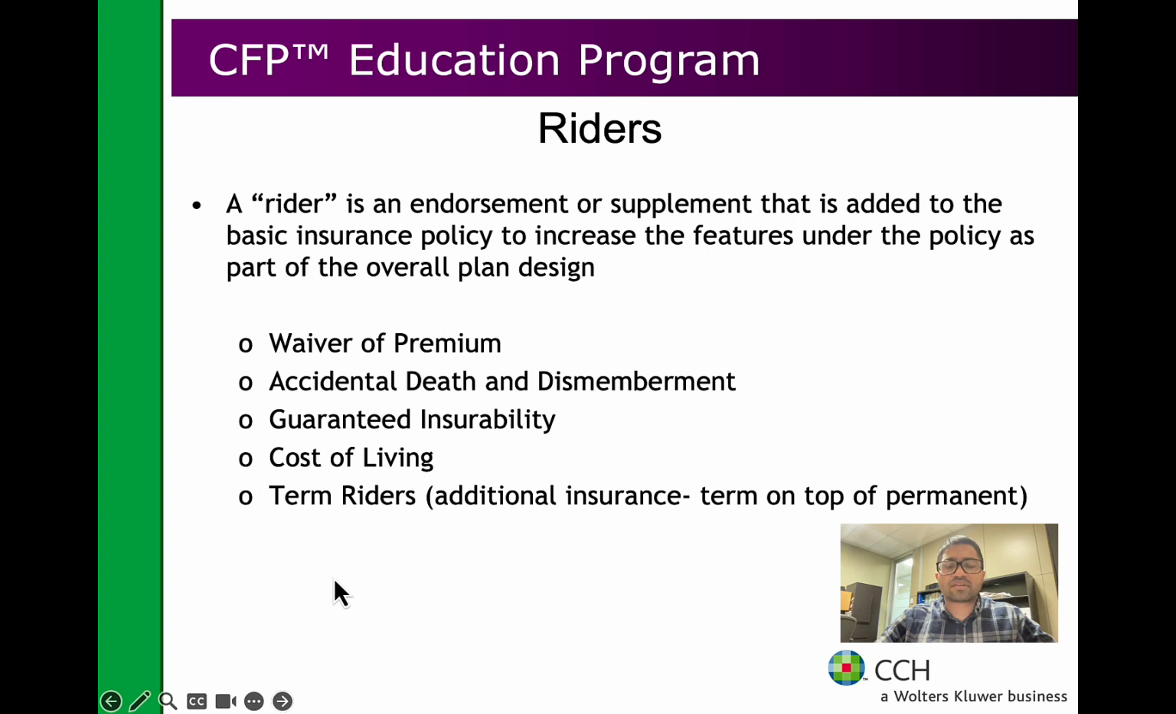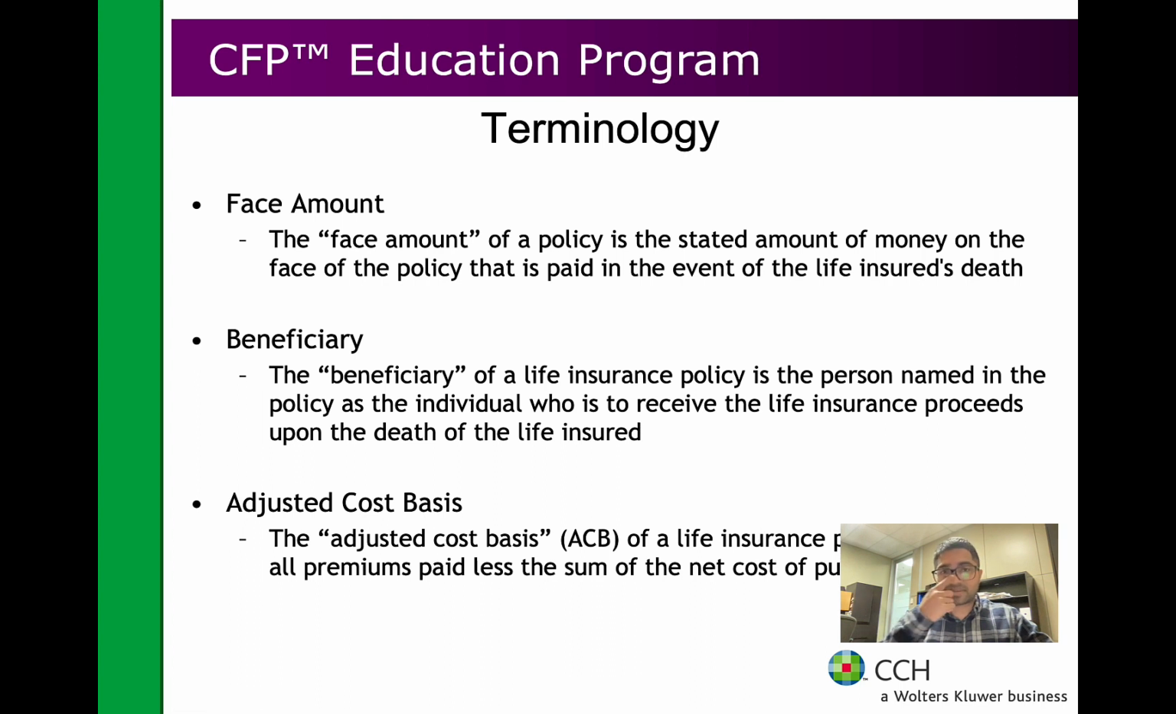Some of the common riders are waiver of premium, accidental death and dismemberment, guaranteed insurability, cost of living adjustments, and term riders, which are additional insurance on top of permanent. So we will discuss these riders as the PowerPoint proceeds. They are mentioned in future slides.